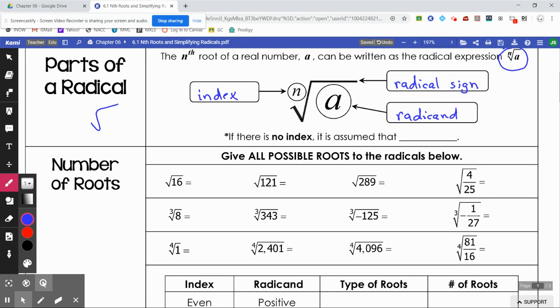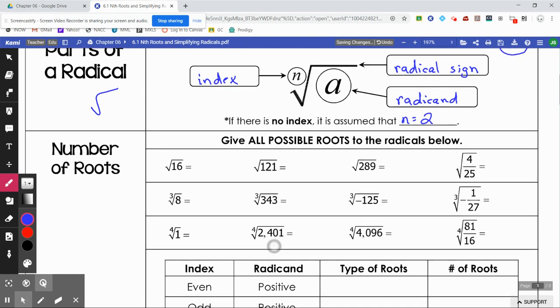If there is no index, again, it is assumed that 2 is your index. Or you can put n is equal to 2. So nothing there, it's understood to be 2.